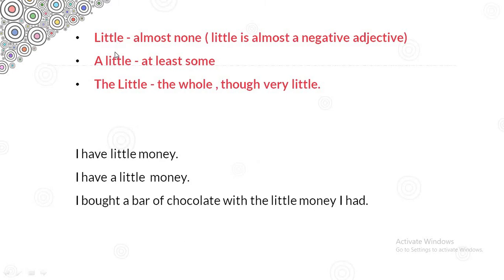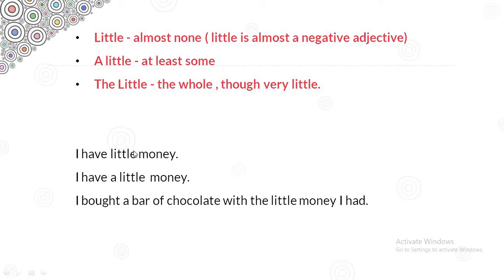Next, little, a little, the little. Little is basically talking about almost none. It's negative. Little is almost a negative adjective. But when we say a little, that means there is some possibility of something. At least something is available. And when we say the little, it means the whole. Though it is very less, but as a whole, it is okay.